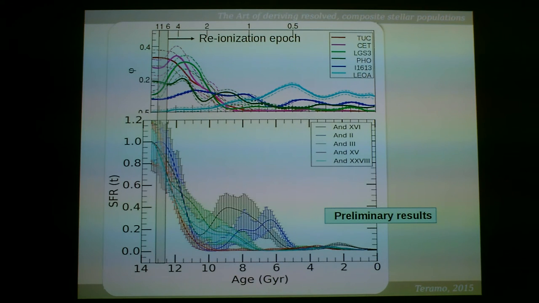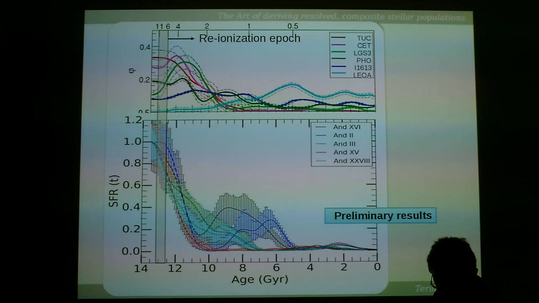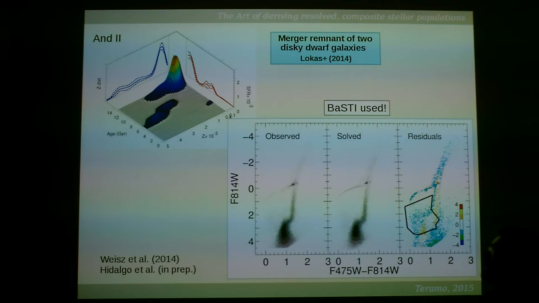Could be, for example, being affected by the M31 galaxy, or heating the gas or the residual gas in this galaxy, or another reason. But it's clear that these galaxies are quenching before the isolated ones. A very interesting result is for Andromeda 2.